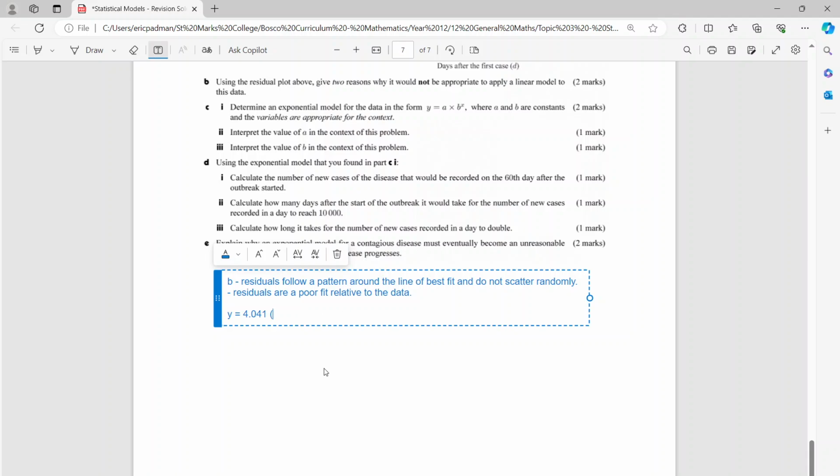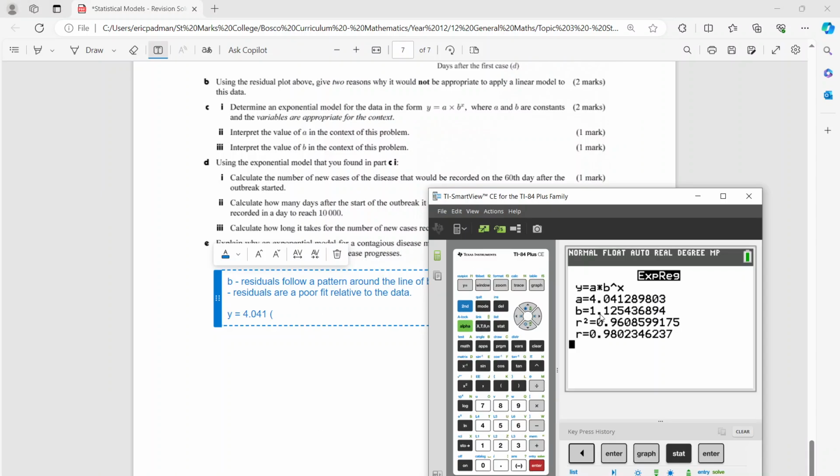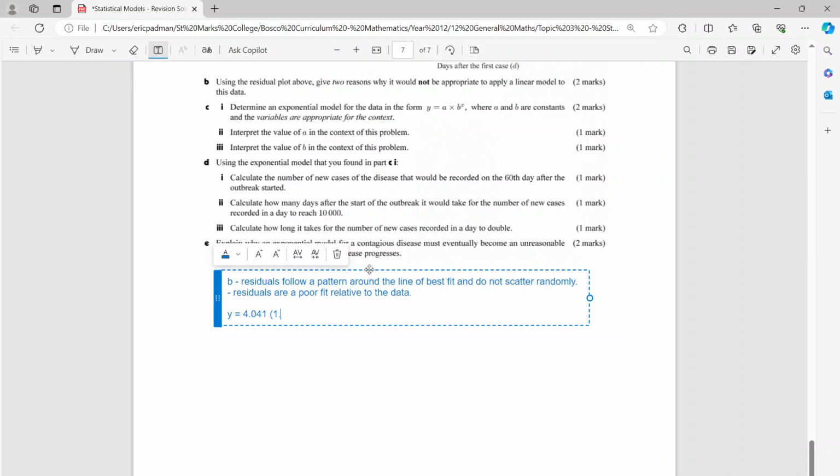Okay, times, what's the other number? 1.125 to the power of x. Sorry, I can't do superscripts in this, I have to write it like that. And those are multiplied. So that was C, C part 1.